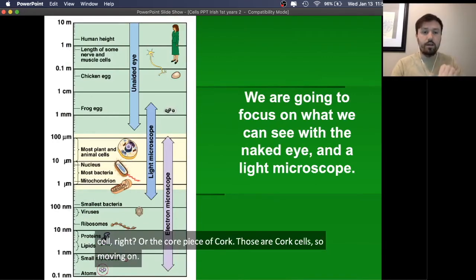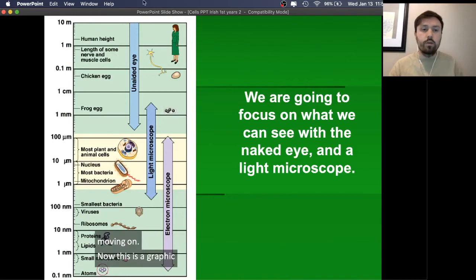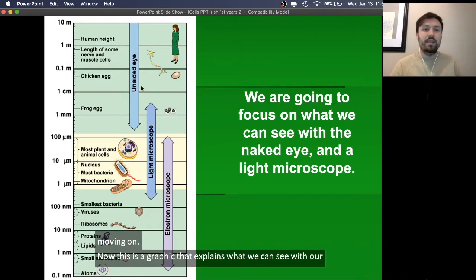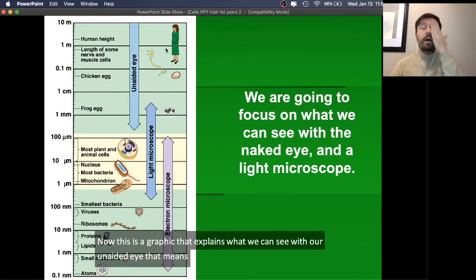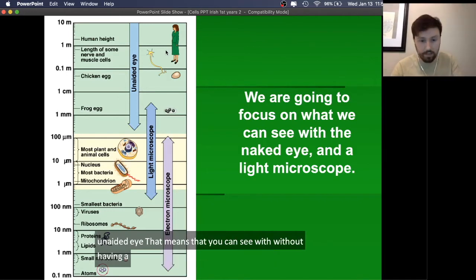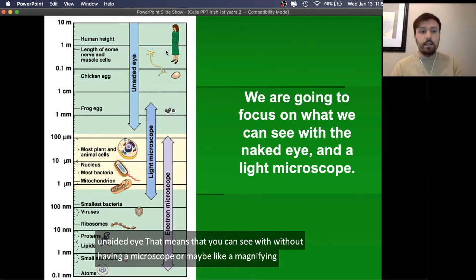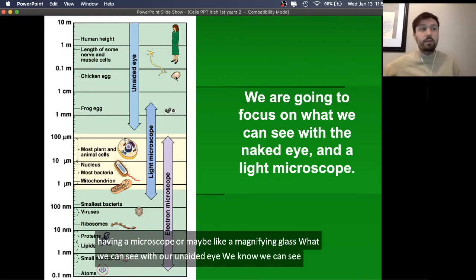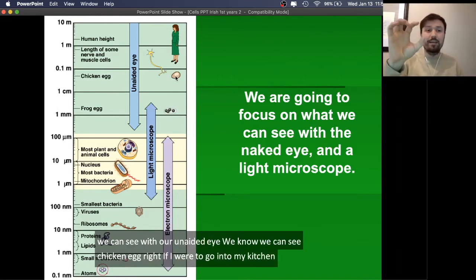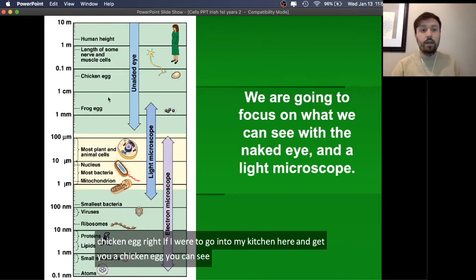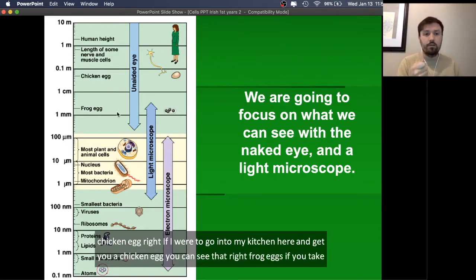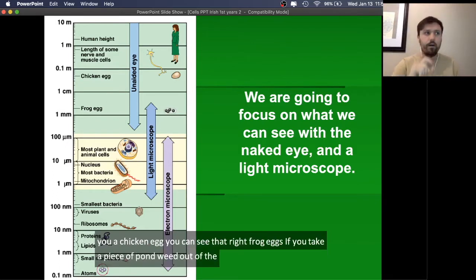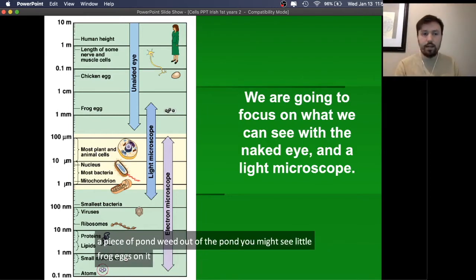Now this is a graphic that explains what we can see with our unaided eye. That means what you can see without having a microscope or maybe a magnifying glass. We know we can see a chicken egg, right? If I were to go into my kitchen here and get you a chicken egg, you can see that, right? Frog eggs. If you take a piece of pond weed out of the pond, you might see little frog eggs on it with the naked eye, right?